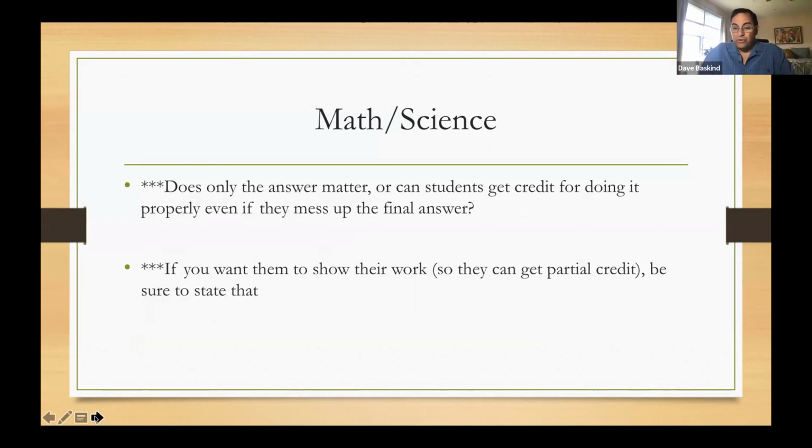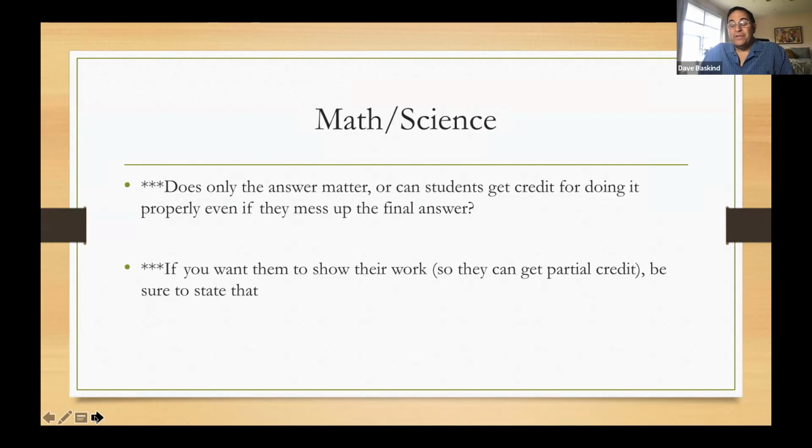If you want them to show their work, be sure to state that. If you're okay with them just saying, hey, the answer is 42, that's fine. I'll tell you, this is my personal preference, and I say this not being a math or a science instructor, but having taken a lot of math and science courses in my past. I know psychology is a science, by the way, and that's what I teach.